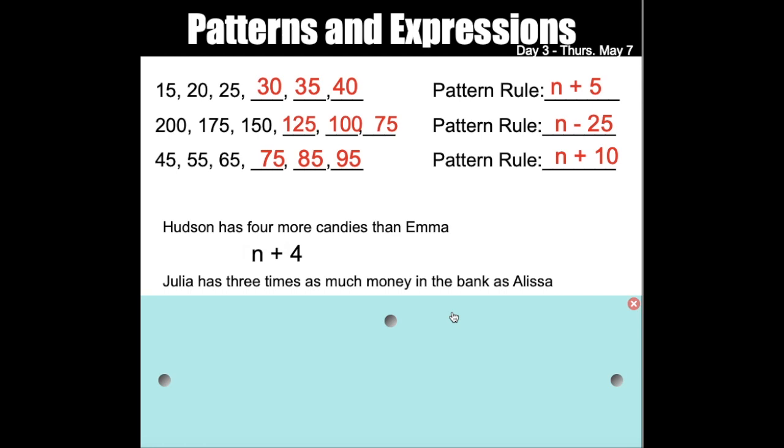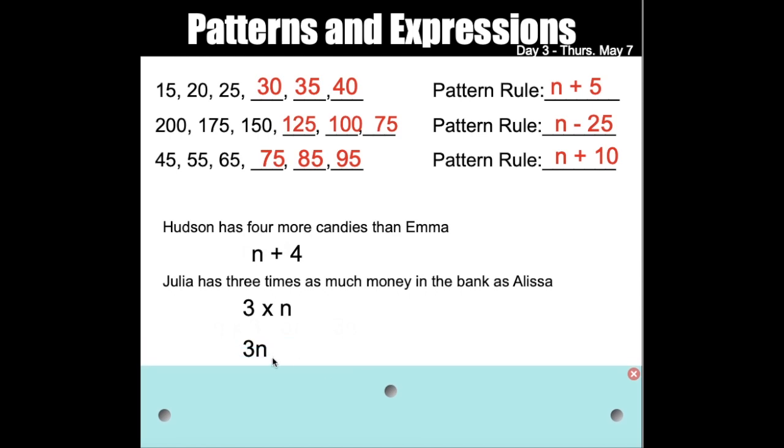Julia has 3 times as much money in the bank as Alyssa. We know that the keyword is times, so 3 times a number. So I can write it as 3 times n using the multiplication symbol, which can be a bit confusing in algebra, or I can write a multiplication sentence the algebraic way where you just attach the variable to the number, and that indicates that you are multiplying.